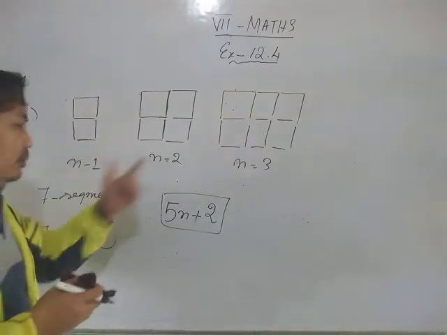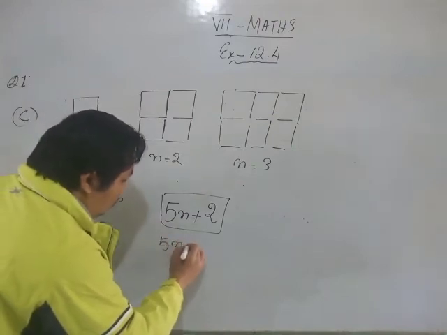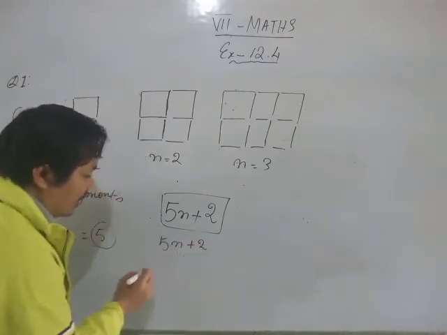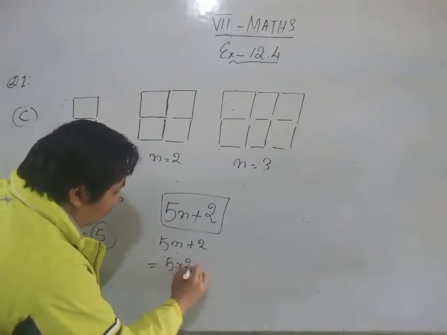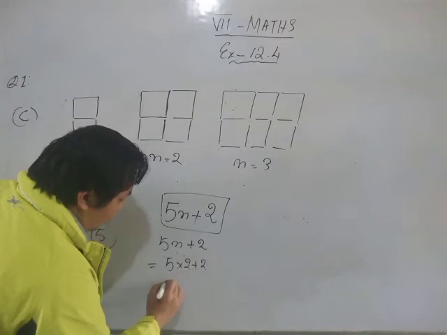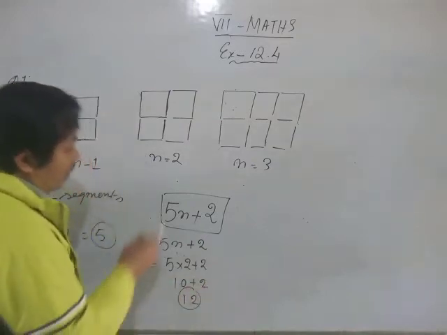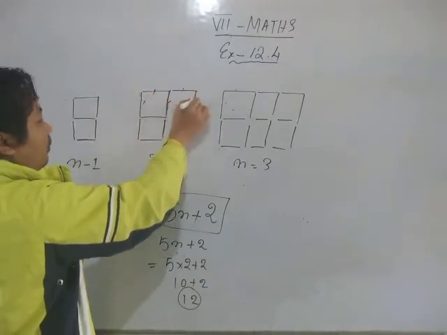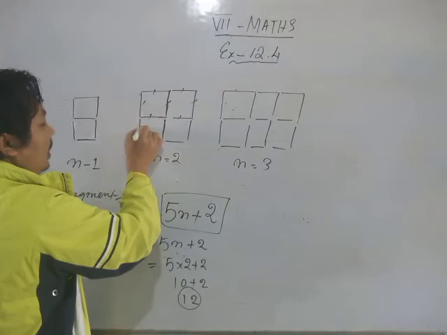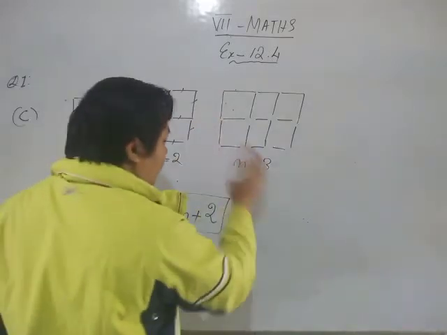Now say n is equal to 2, so how many segments are there? Let us say 5 into 2 plus 2, that is 10 plus 2, that is 12. 12 segments are required. Yes or no? Let us count: 1, 2, 3, 4, 5, 6, 7, 8, 9, 10, 11, 12. Now for this tree, let us see how many there are.